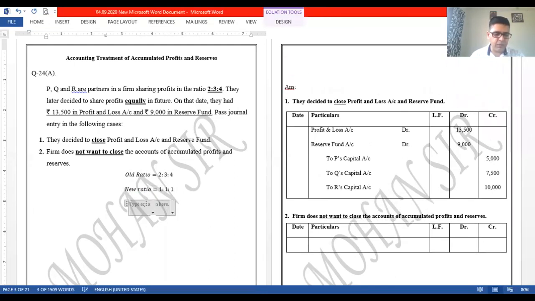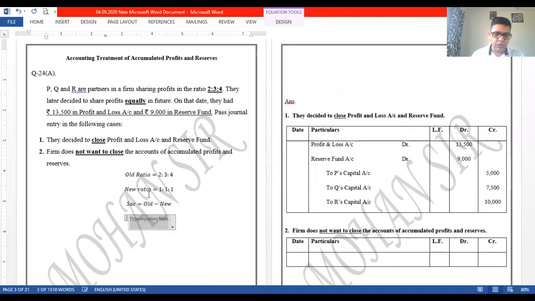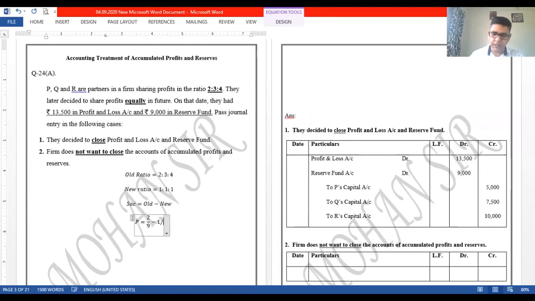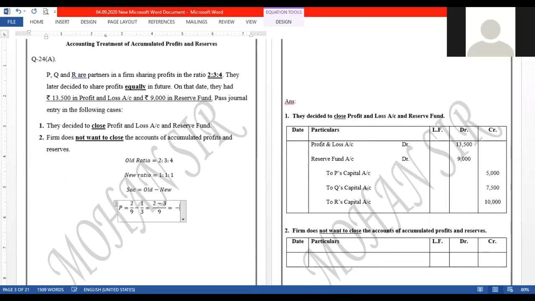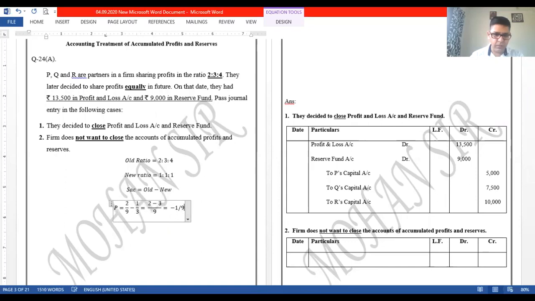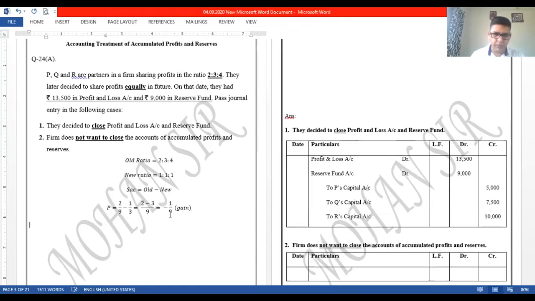Sacrifice formula: sacrifice is old ratio minus new ratio. So let us do it for PQR. P is equal to old share 2/9 minus new share 1/3. Now the LCM will be 9, so this will be 2 minus 3. Now 2 minus 3 is minus 1/9. So minus 1/9 shows P has gained 1/9 share.